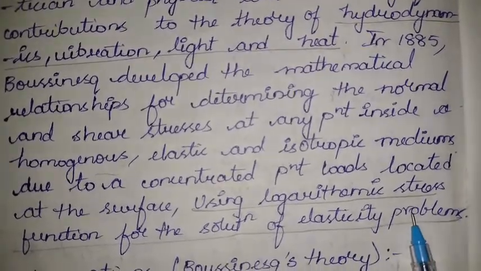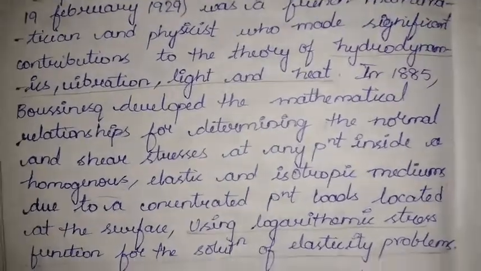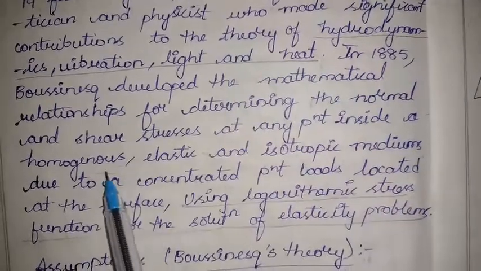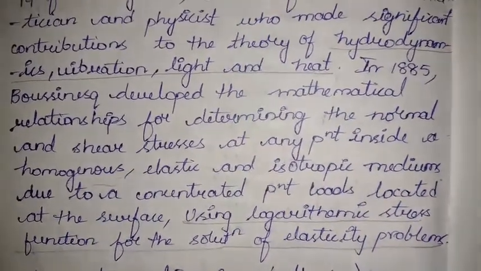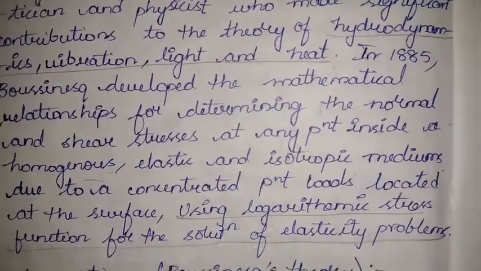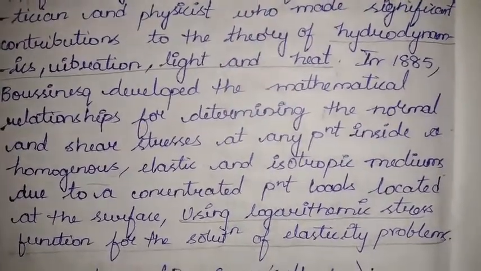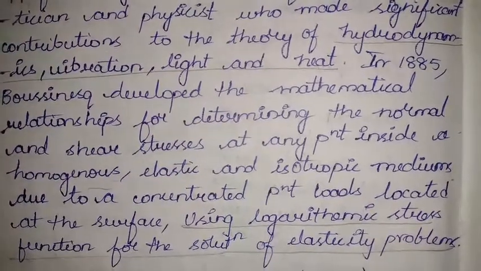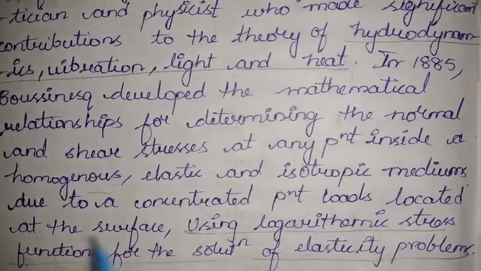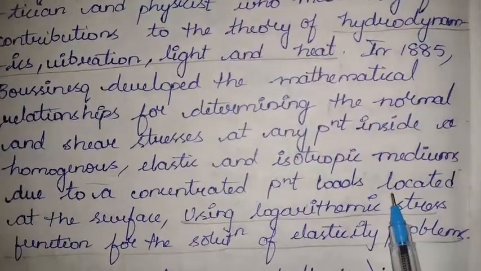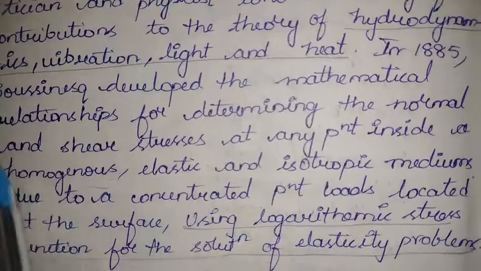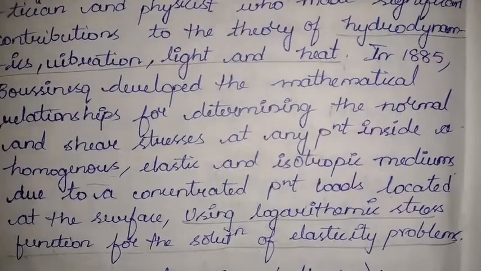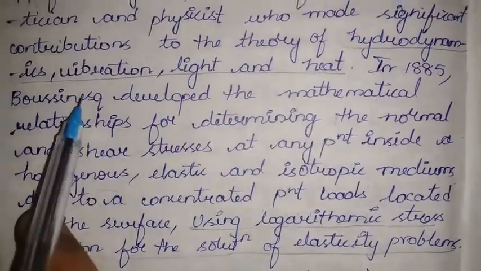Boussinesq developed some relationships about how to determine the normal stress and shear stresses at some point inside a homogeneous medium, that is, the material is the same throughout the medium. The material is elastic, so it will be able to regain its original shape after the load is removed. And isotropic, that is, the mechanical properties remain the same in that medium, due to a concentrated point load. Because of this concentrated point load, whatever normal stresses and shear stresses are developed, there will be some relationships between them, and those are evaluated by Boussinesq.